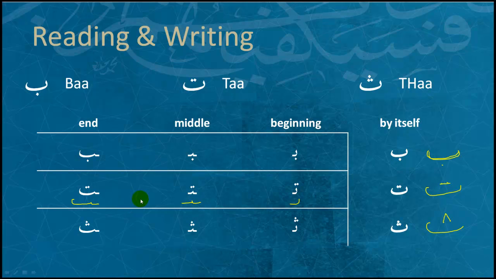Now, something for your interest. The Baa Taa Thaa body actually comes from an ancient hieroglyph. The hieroglyph looks something like this. And it's actually the blueprint of a house. And it looks like that. And the English letter B and the Arabic letters Baa Taa and Tha both come from the same hieroglyph.